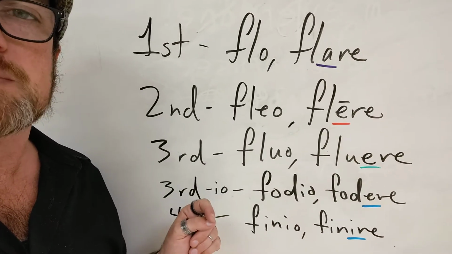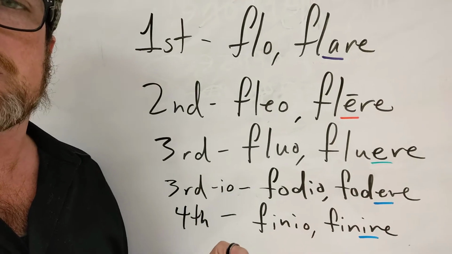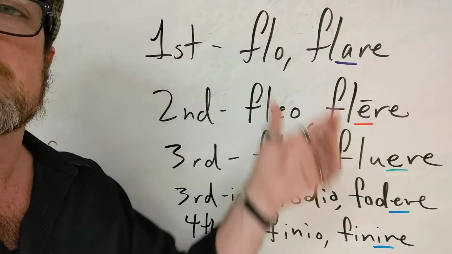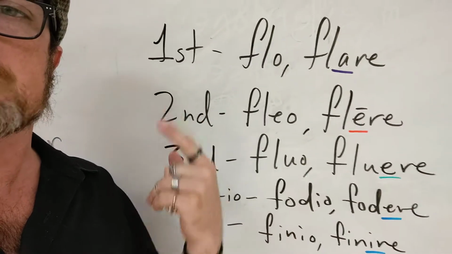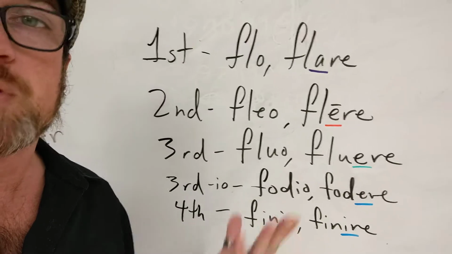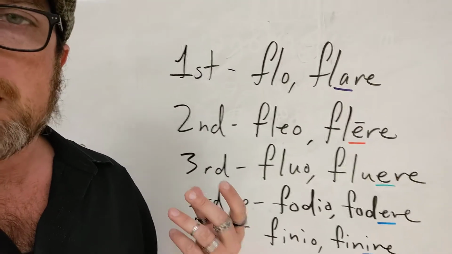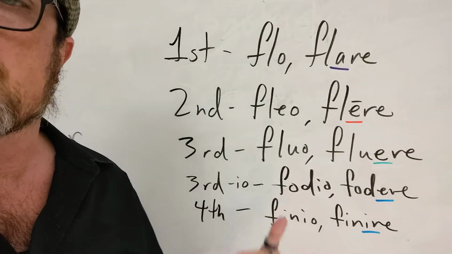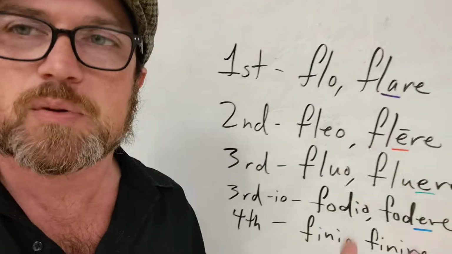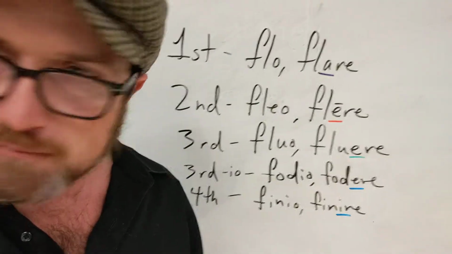In third IOs, you still get the same infinitive as a third, but there's an I in front of the O. And then for fourths, you have IO and IRE. So you use these principal parts to tell if it's first, second, third, fourth conjugation, whatever. Or even irregular if it doesn't have one of these. And the point of knowing which conjugation your verb is in is so you know how to spell it, because your verb stem is going to end in some vowel.